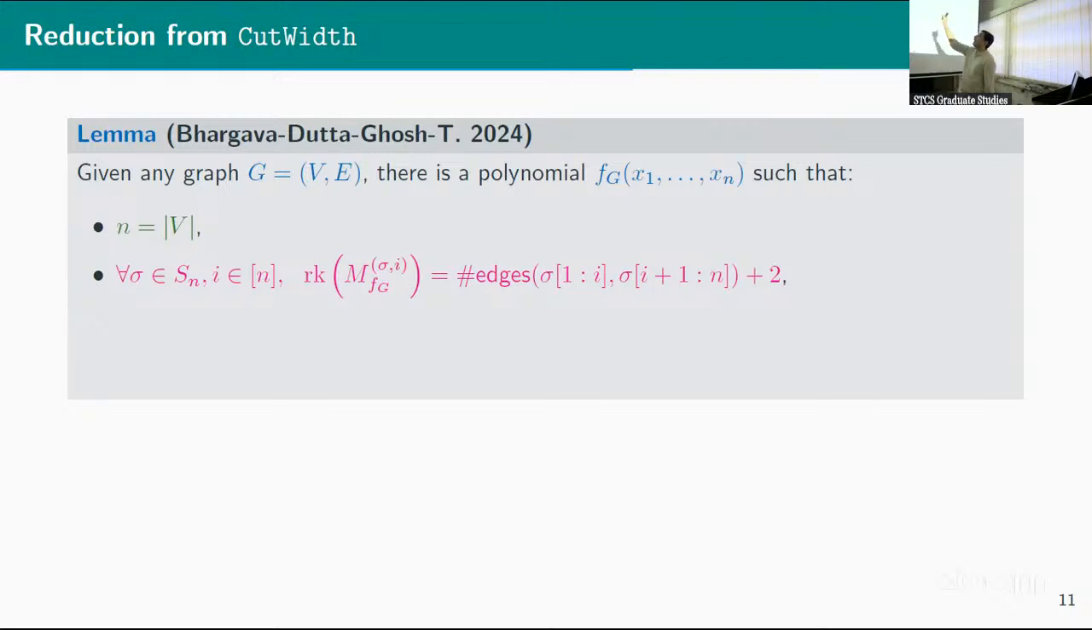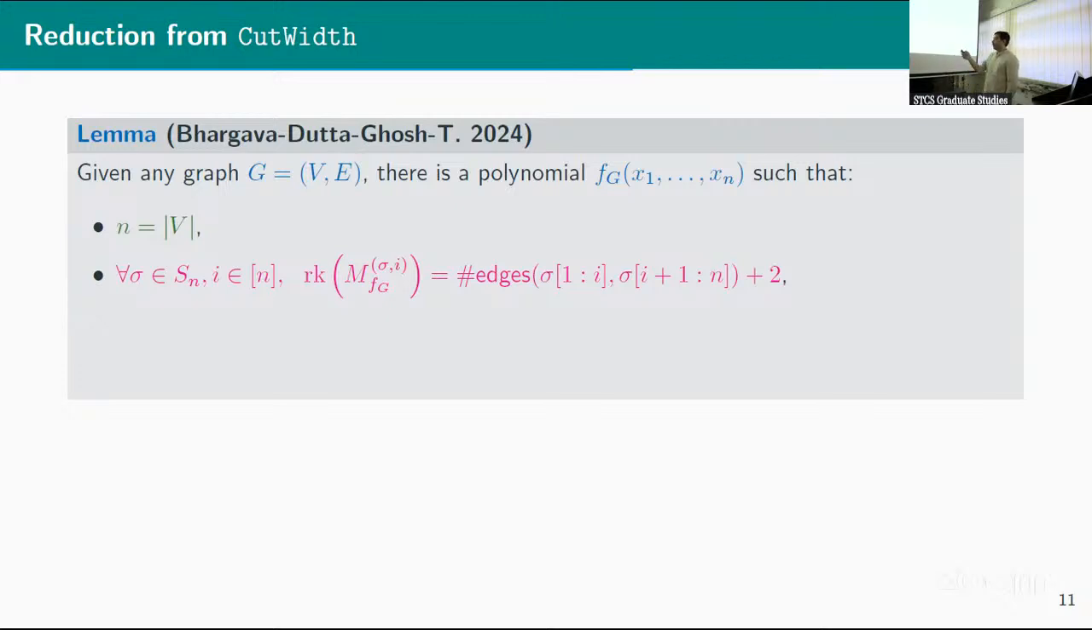Or rather, the rank is exactly equal to the number of edges crossing the cut plus 2. This plus 2 is unavoidable because of some corner cases you need to handle, but it's as clean as this. I had shown you this pattern matching thing earlier. It's exactly that. You just replace, and the number of edges crossing is exactly the rank. So you put rank there, and there's some plus 2 here and there.